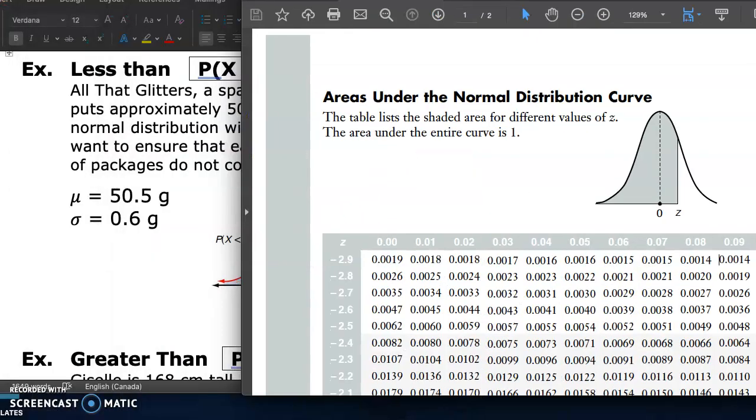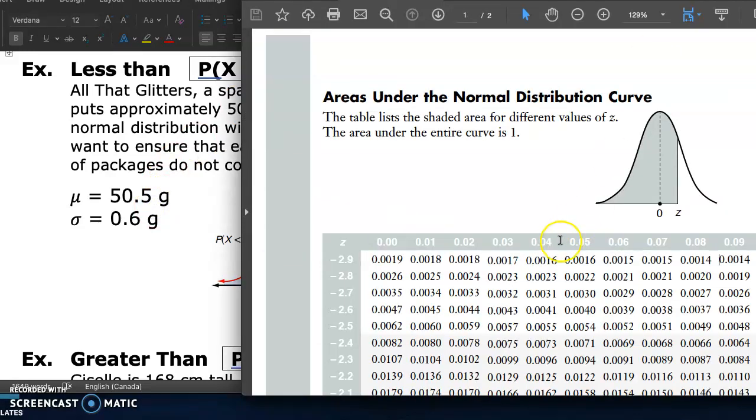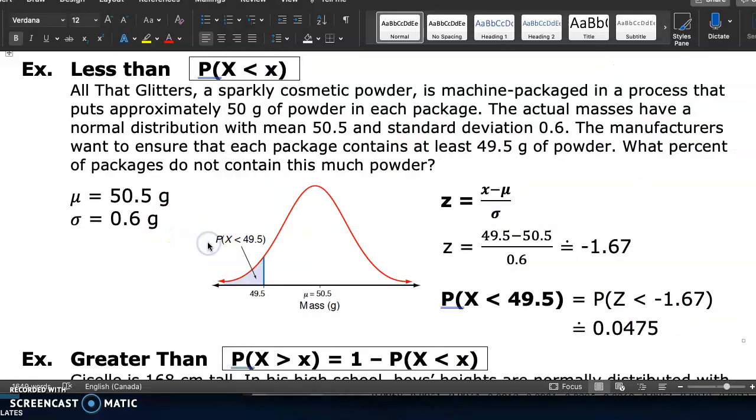So what we're going to do is look at our particular value. We have negative 1.67. So it's negative 1.6, and then 7, the intersection point is 0.0475. So we're saying that the probability that x is less than 49.5 for this particular situation is approximately the probability that z is less than negative 1.67, and we determined that was equal to this value.